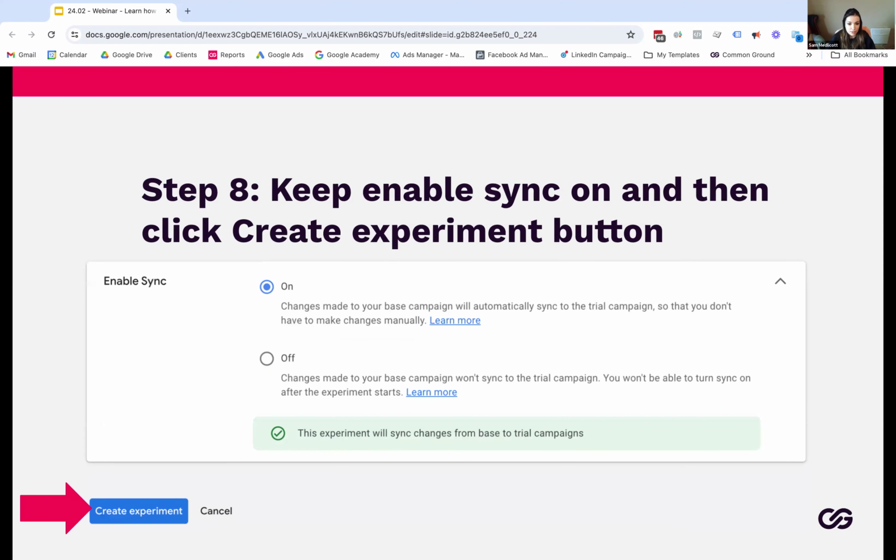And then the next one is you want to keep the enabled sync on. This means that if you do make changes to the base campaign, like pause some keywords because it's got too high a CPA, you then don't need to double the work and redo it in the experiment. Like you used to, with the enable sync, it does that for you. So you're still getting basically the best results that you can with what you are testing.